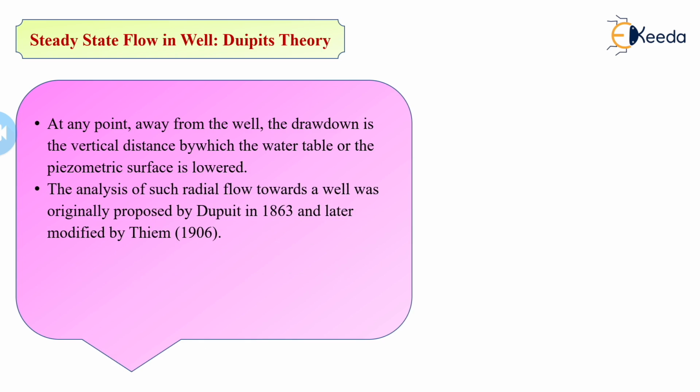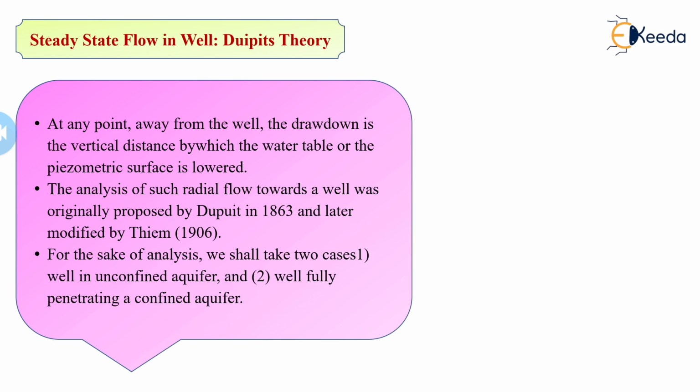The analysis of such radial flow towards a well was originally proposed by Dupuit in 1863 and later modified by Thiem in 1906. For the sake of analysis, we have to take two cases: a well in an unconfined aquifer, and a fully penetrating well in a confined aquifer.